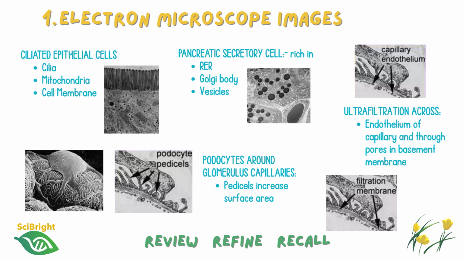And make sure you refer to it as the basement membrane rather than the filtration membrane as shown on the picture. The final image is of a pancreatic secretory cell. So note lots of vesicles. The pancreas that this is from secretes glucagon and insulin, and this is a big feature of paper 2.